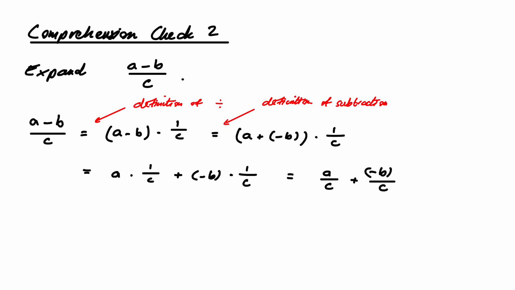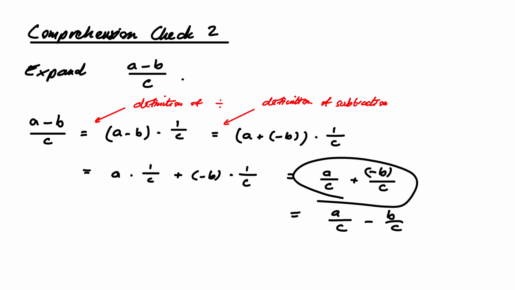Now we'll see in a next video that (-b) divided by c could be written with just a minus, so this is a next step, but you could write this if you want as a minus b divided by c, but that's not a property technically we've looked at just yet. It's completely fine to get to this stage.